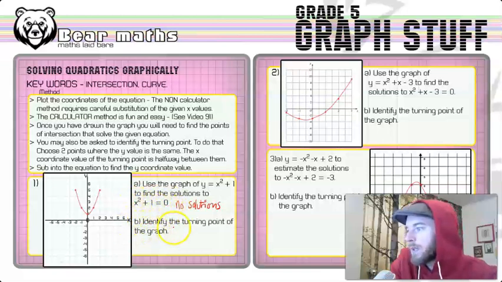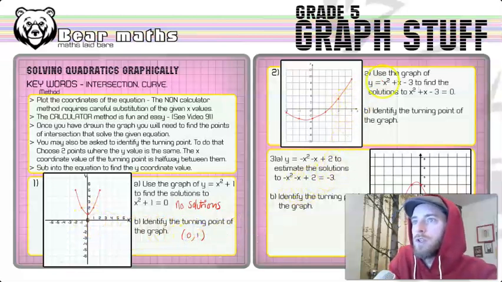In B, we've got to identify the turning point of the graph. Now we can do that, and that's very simple. What we can see there is that it turns at 0, 1. That is the very minimum point of the graph. It's very clear to see that. So the turning point of that graph is 0, 1.